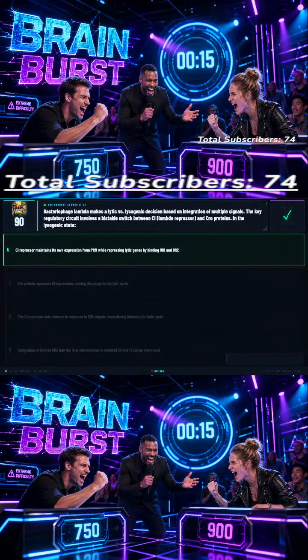Time's up. The correct answer is A, CI repressor maintains its own expression from PRM while repressing lytic genes by binding OR1 and OR2.